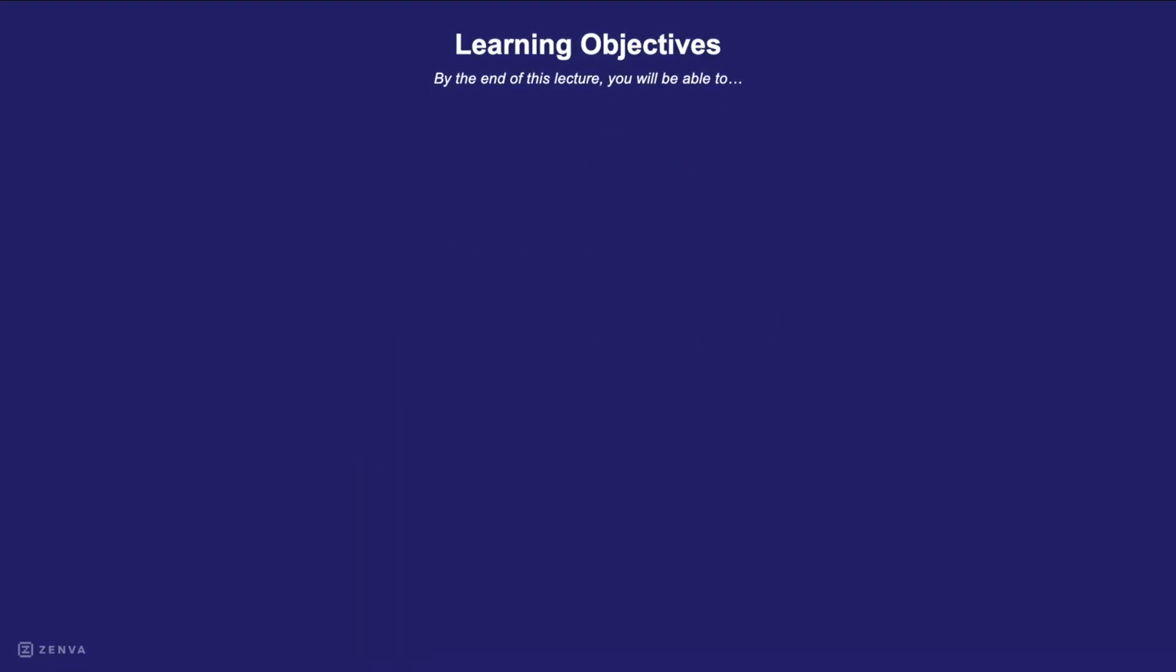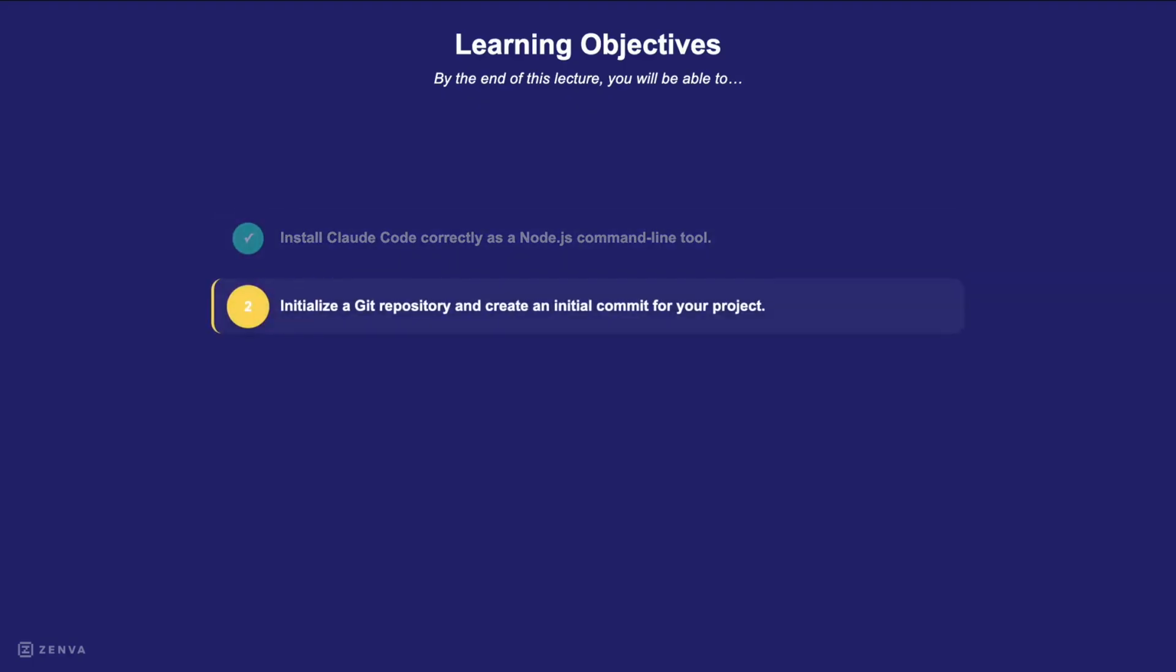This session will give you the basic skills to set up your environment for Claude Code. Let's see what you'll do. First, you'll learn to install Claude Code correctly as a Node.js command line tool. This makes sure your environment is ready for AI agent work. Next, you'll initialize a Git repository and make your project's first commit. This gives you version control, so you're in control from the start.